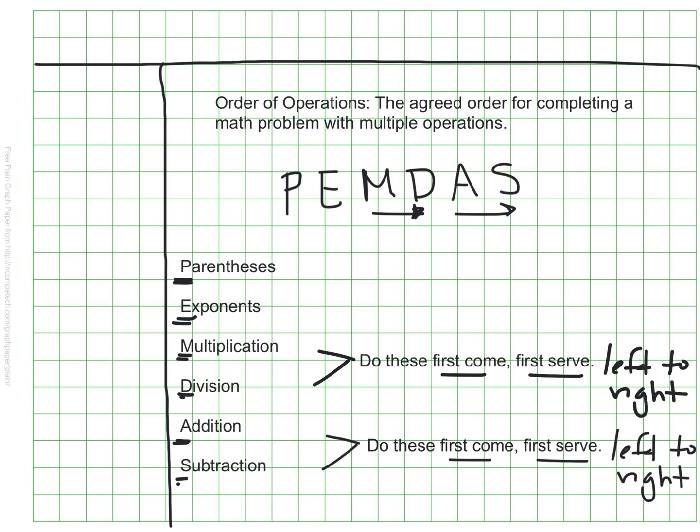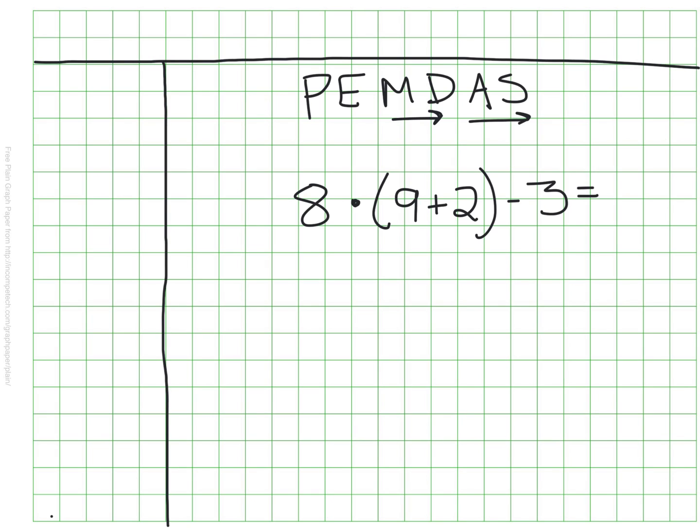Let's do a couple of these to see this in action with what I call the snow cone method. I use this snow cone method because it helps keep me organized. I'm going to use Pemdas to solve this number sentence. The first thing I want to check for is whether there are any parentheses in this problem, and there are, so I'm going to do that first.